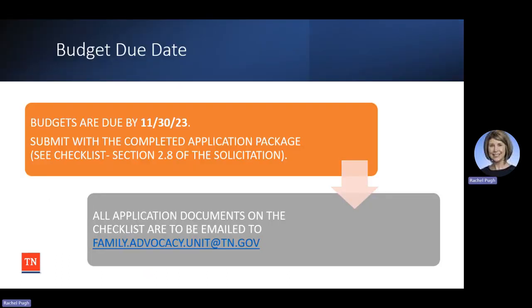So the budgets are due by November 30th, 2023. That is also the application due date. You should submit the completed application package by that date. The application package will be everything that's on the checklist in section 2.8 of the solicitation. That includes the budget. So that should all be submitted in one email to family.advocacy.unit@tn.gov.